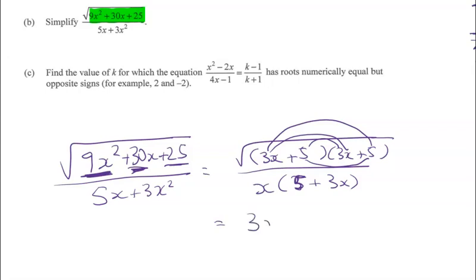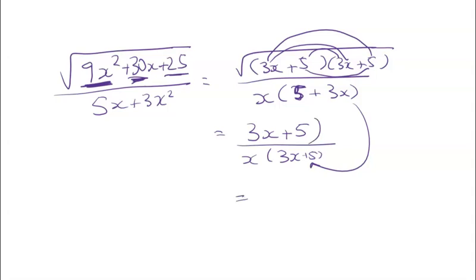That gives me, when I take the square root of the square, I get back to 3x plus 5 over x times 3x plus 5. That term there cancels, and that leaves me with 1 over x for my final answer.